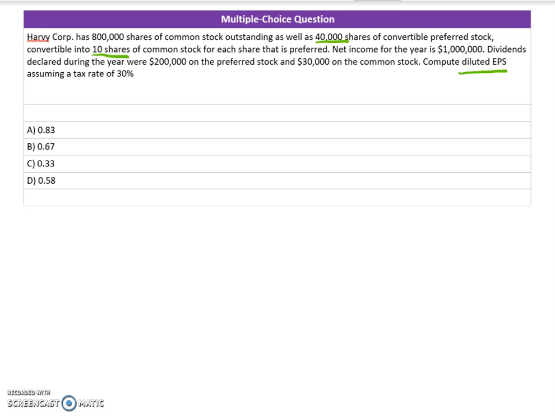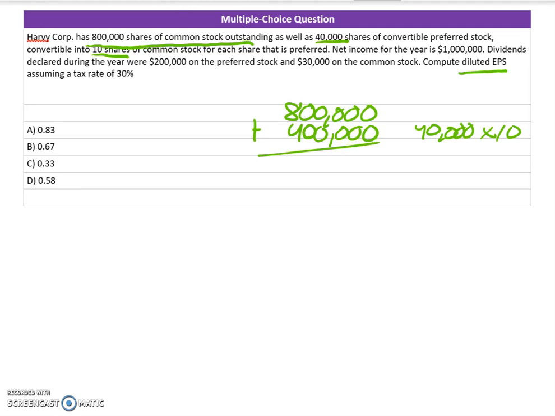So like I said, we're going to be under the impression that we're going to be converting this. We also have 800,000 shares of common stock outstanding. So that's going to be our baseline, 800,000. But we're also adding these preferred stock that were converted into common stock. They weren't necessarily converted yet, but they could be. So 40,000 times 10, we have an additional 400,000 assumed shares of common stock.